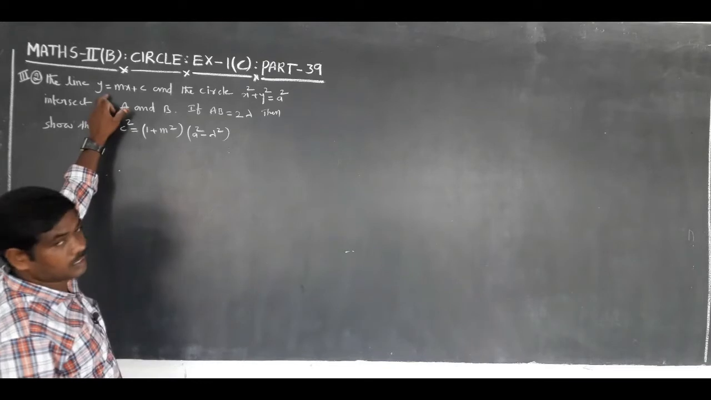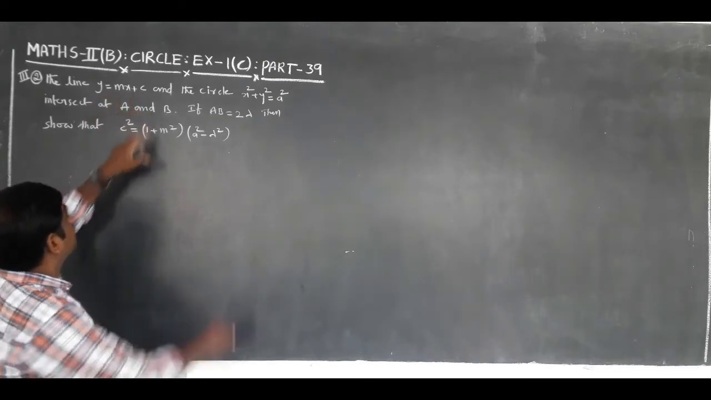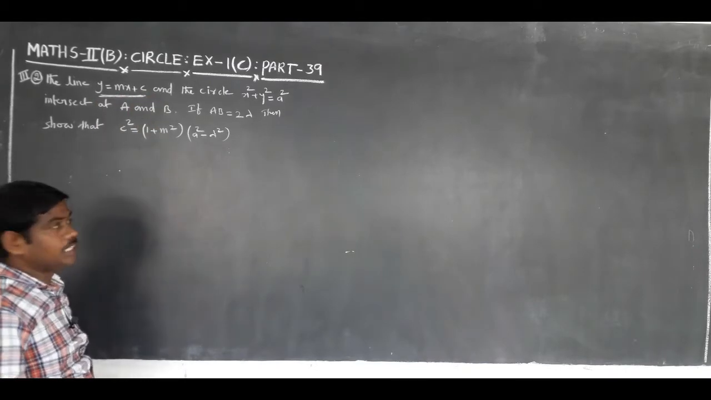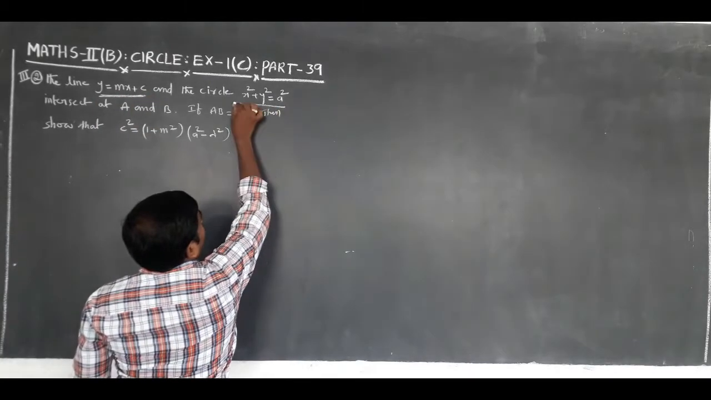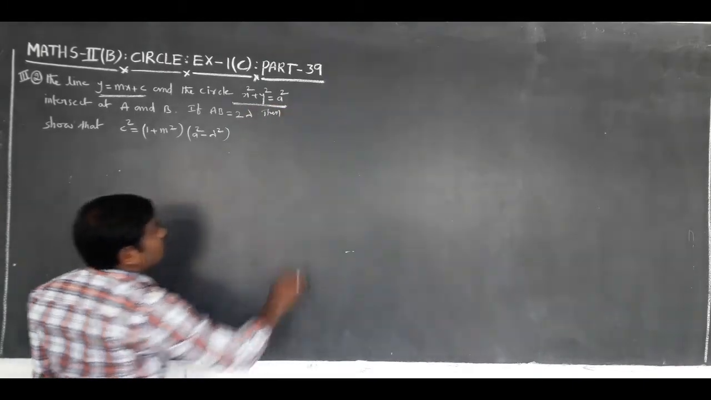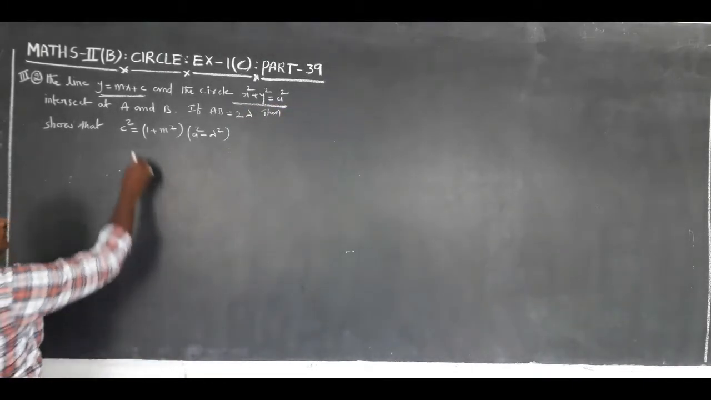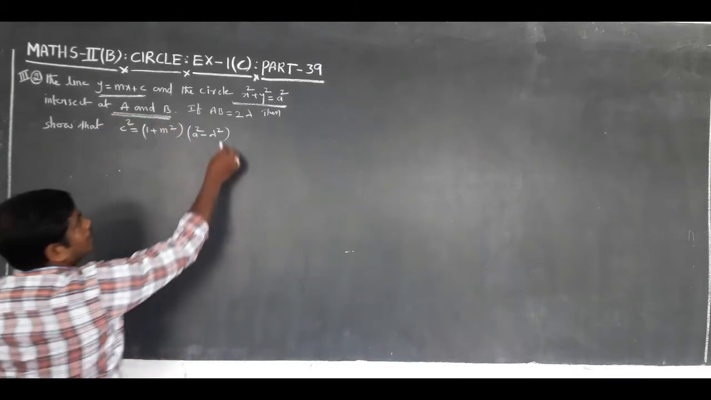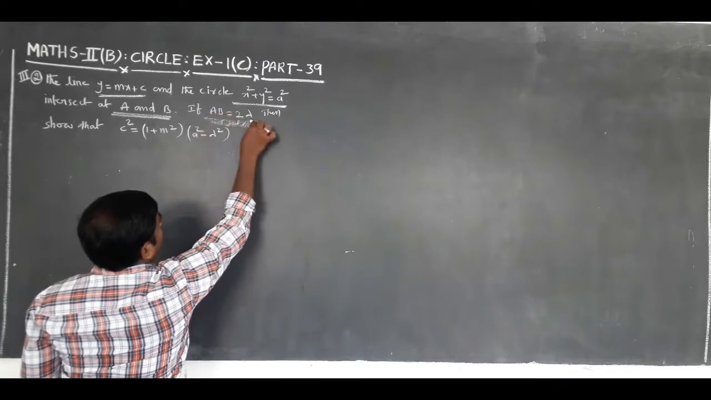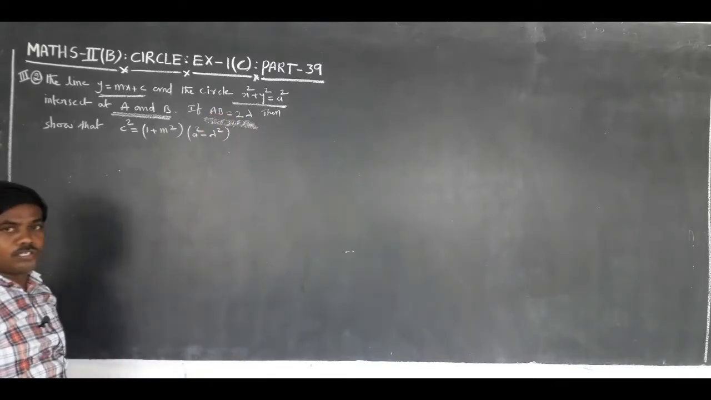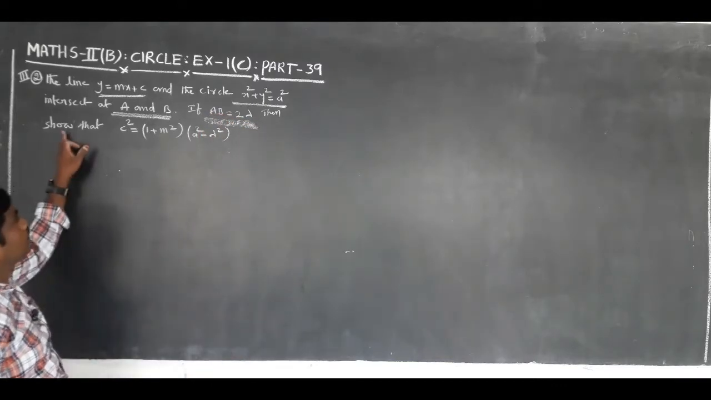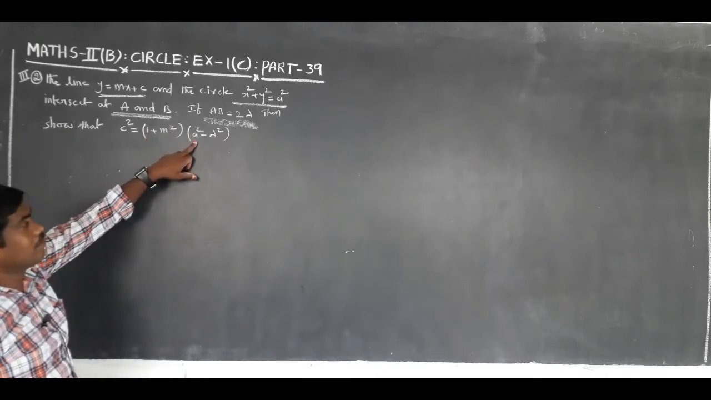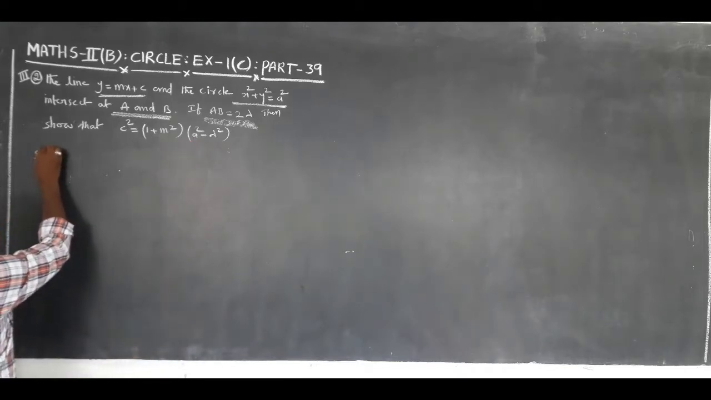Once again, the line y is equal to mx plus c intersects the circle x square plus y square is equal to a square at capital A and capital B, and AB is equal to 2 lambda. Then show that c square is equal to 1 plus m square into a square minus lambda square.